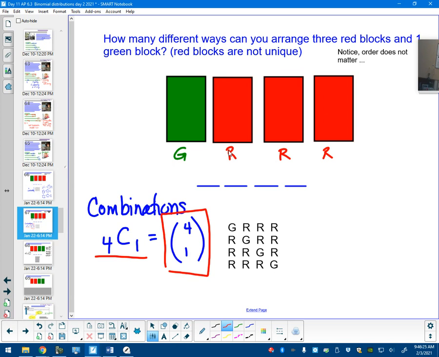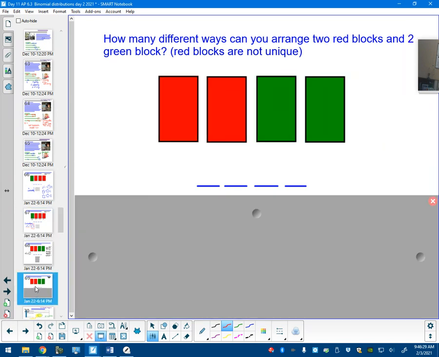All right, so let's do this one. How many different combinations can I do of that? Anybody?